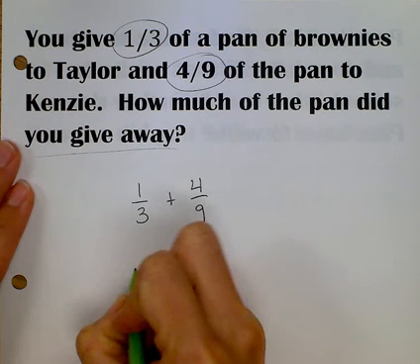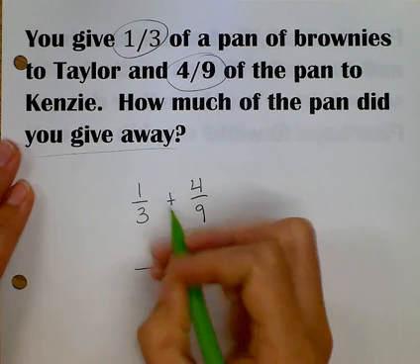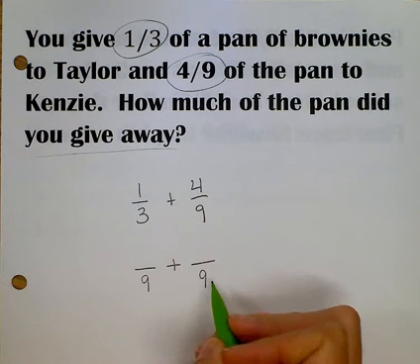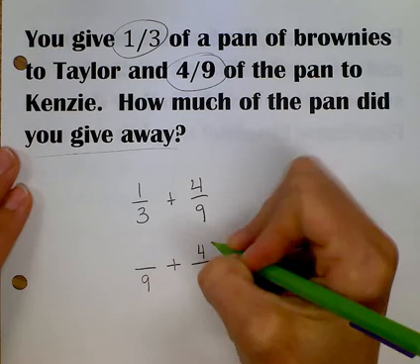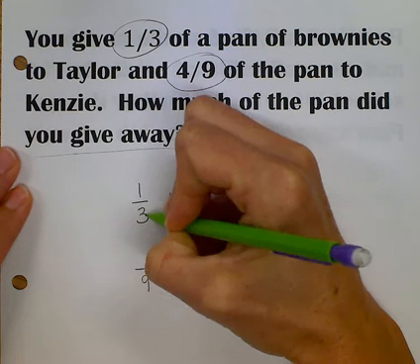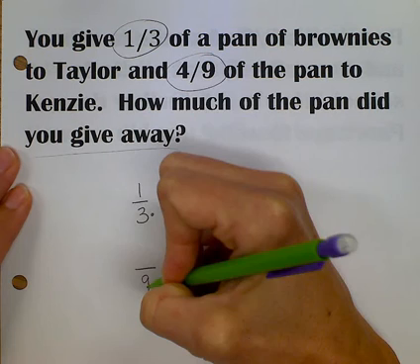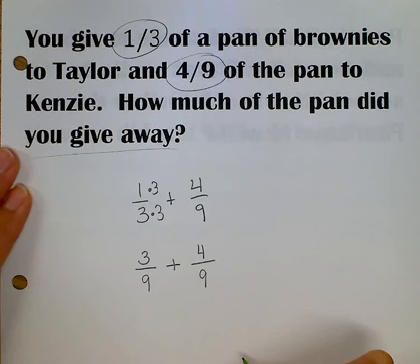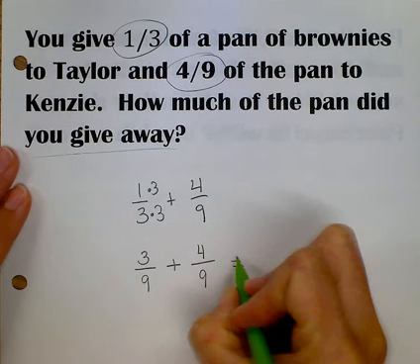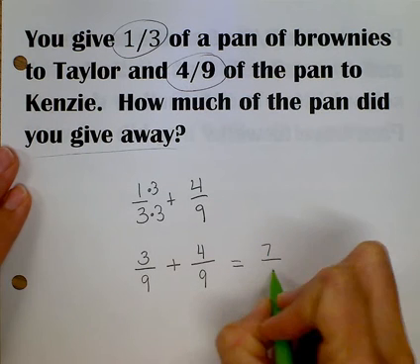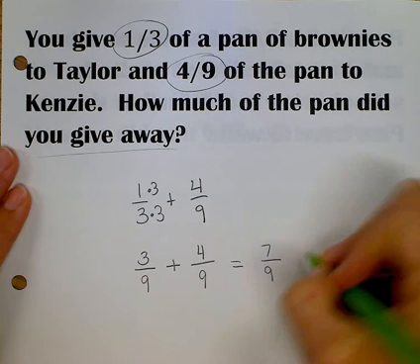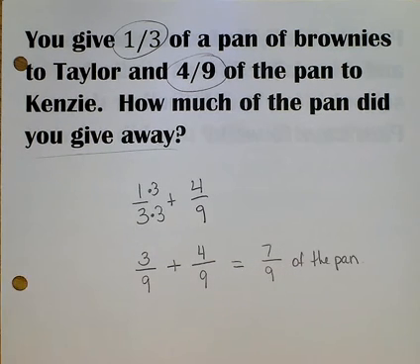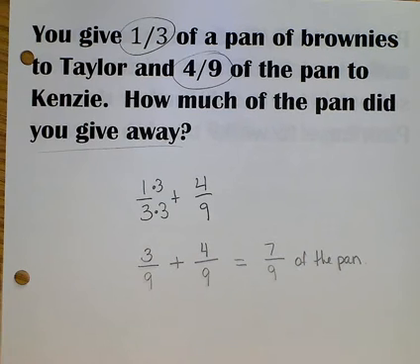When we add fractions, we need a common denominator. 3 and 9 both go into 9, so our common denominator is 9. The numerator here stays 4, and over here we need to do 3 times what gives us 9. 3 times 3 gives us 9. So we do 1 times 3 and get 3 in the numerator. We're now going to add the numerators and get 7, and the denominator stays 9. So the answer is 7/9 of the pan. So that's one example.